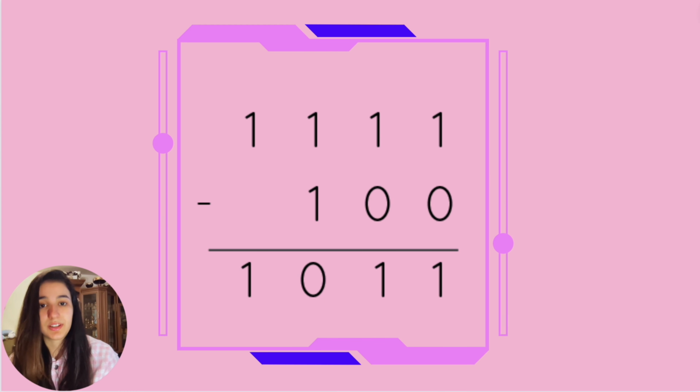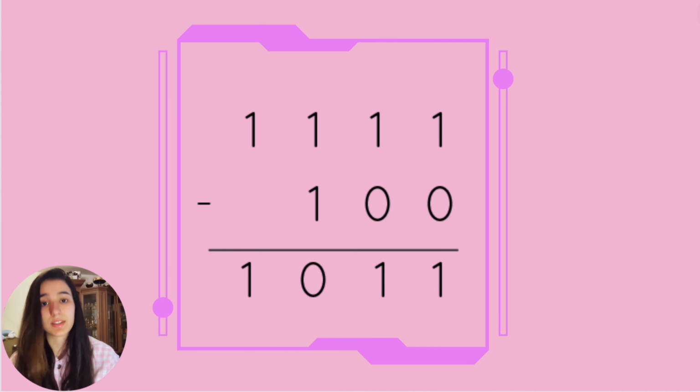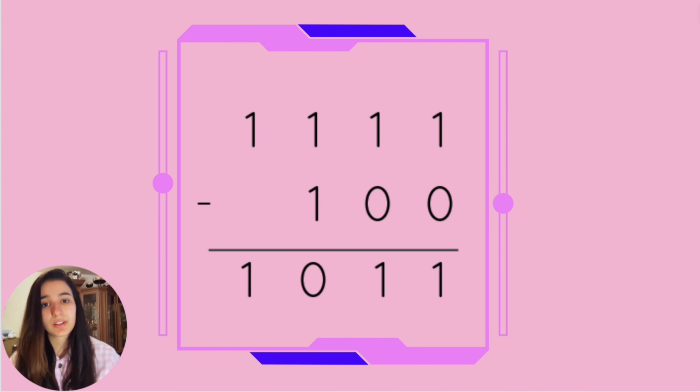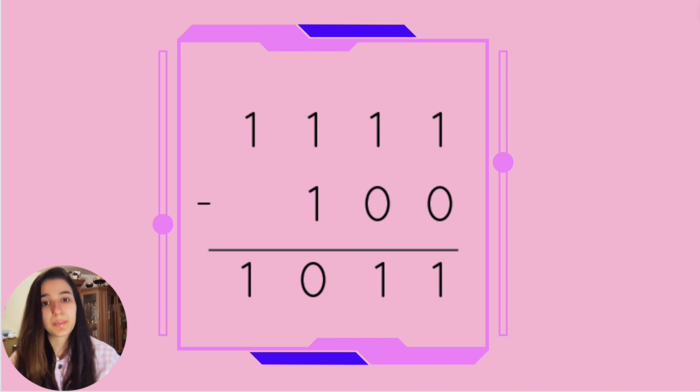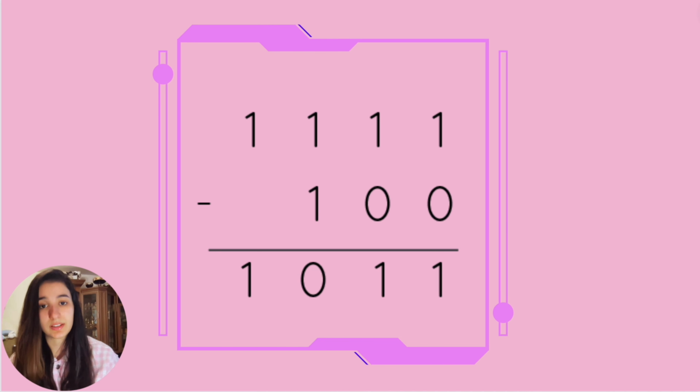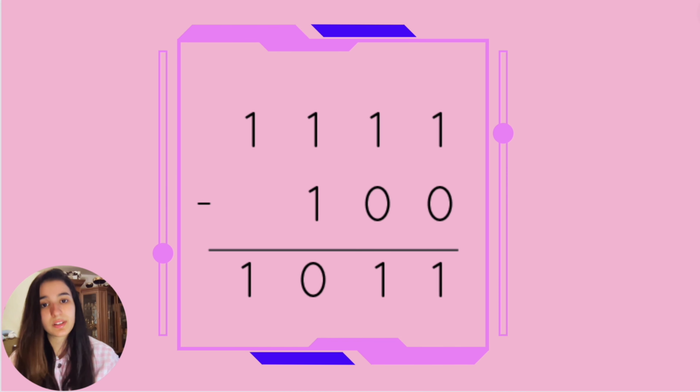Here, we can treat it as a subtraction with regular decimal numbers because the rules are the same. So we start from the right and we go to the left, and again we get 1 minus 0 resulting in 1, and we repeat this cycle till we reach the end, and our result is 1, 0, 1, and 1.